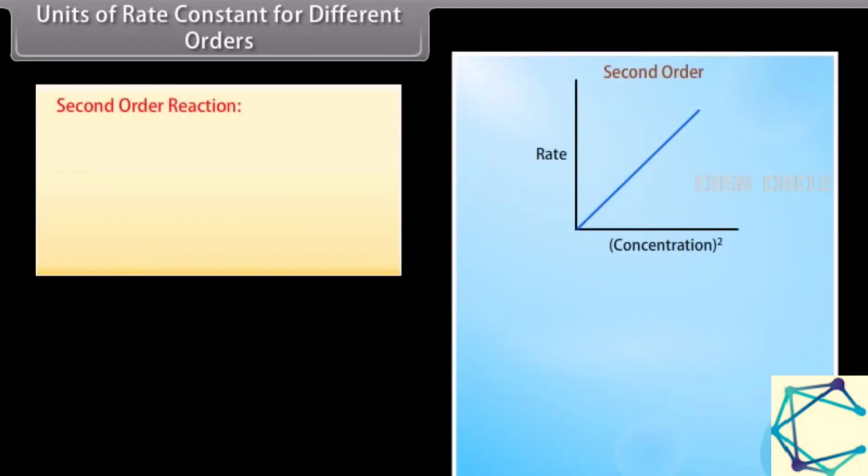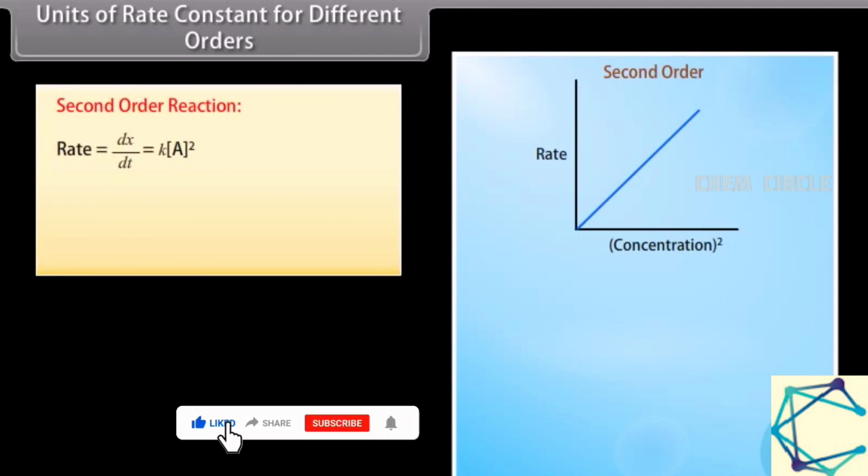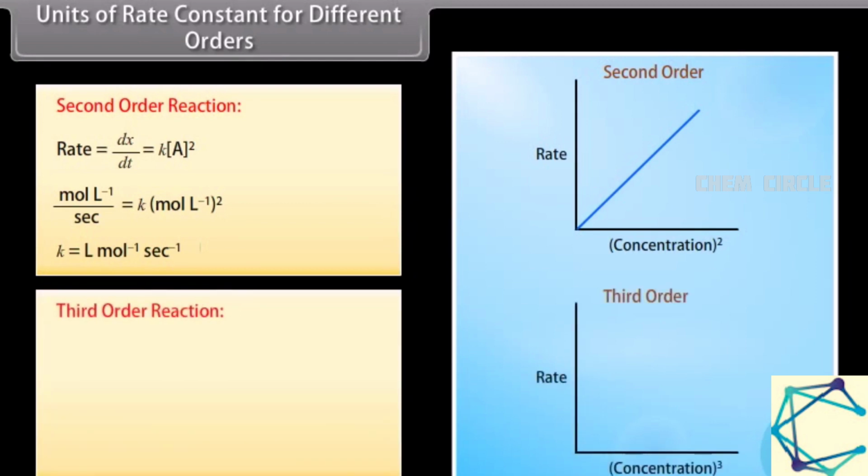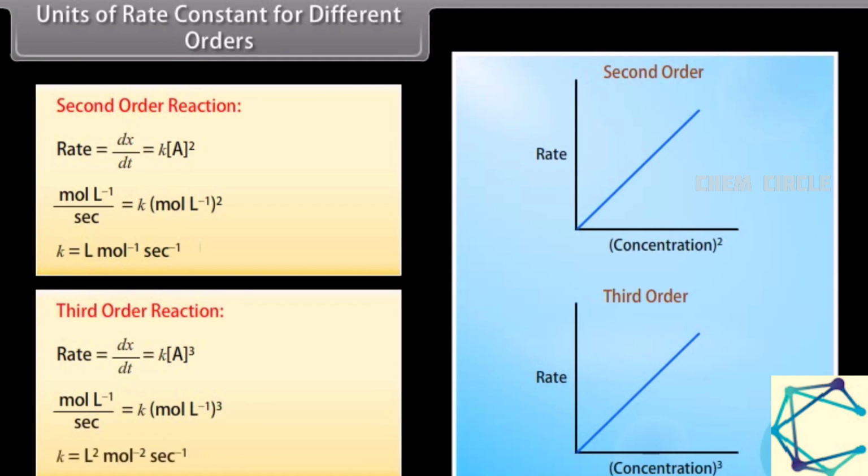Second-order reaction. Rate is equal to dx by dt, which is equal to K times [A] raised to the power 2. Thus, the units of rate constant for a second-order reaction are liter per mole per second. Third-order reaction. Rate is equal to dx by dt, which is equal to K times [A] raised to the power 3. Thus, the units of rate constant for a third-order reaction are liter square per mole square per second.